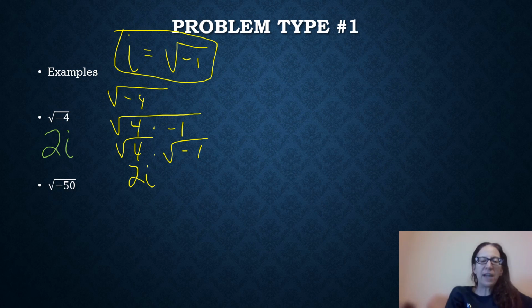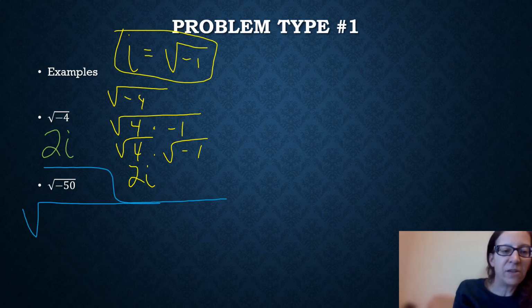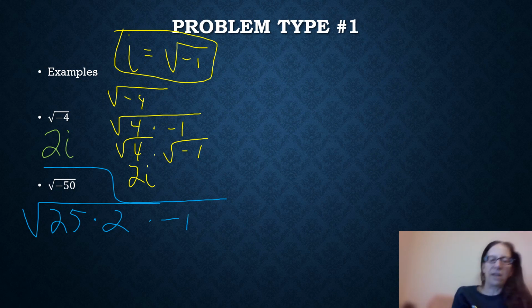All right, the second one is the square root of -50. Now, this is a little bit more challenging because 50 is not a perfect square. So when you go to factor it, you are trying to factor it with one of those perfect square factors, okay? So when I go to factor it, I'm going to factor it like this. 50 is 25 times 2. And then because it was a -50, I'm going to have that -1. So I'm going to pause for a second and just make sure that you see what I did there.